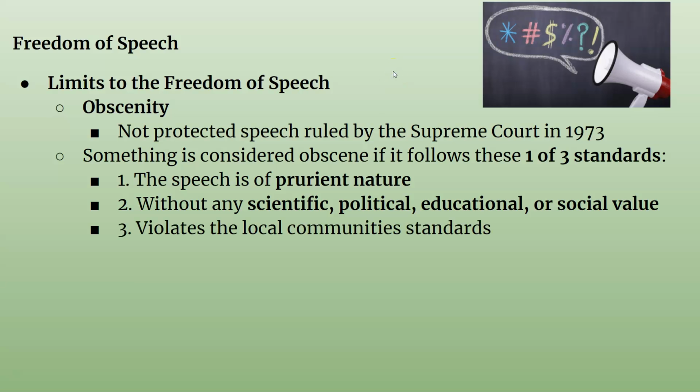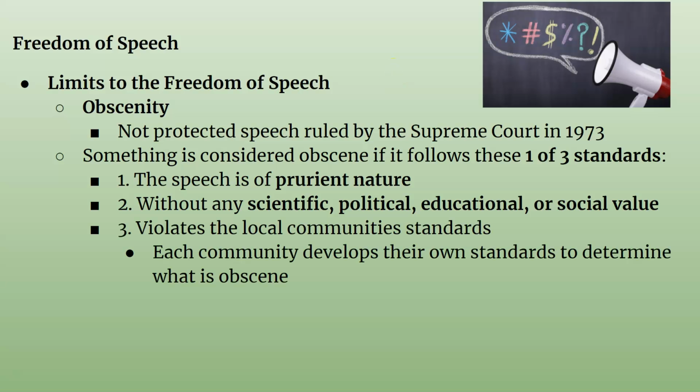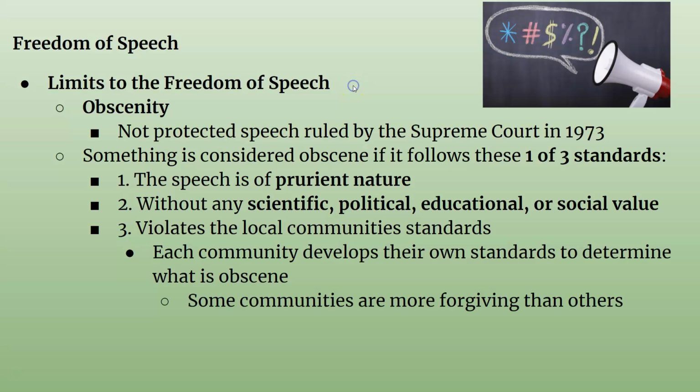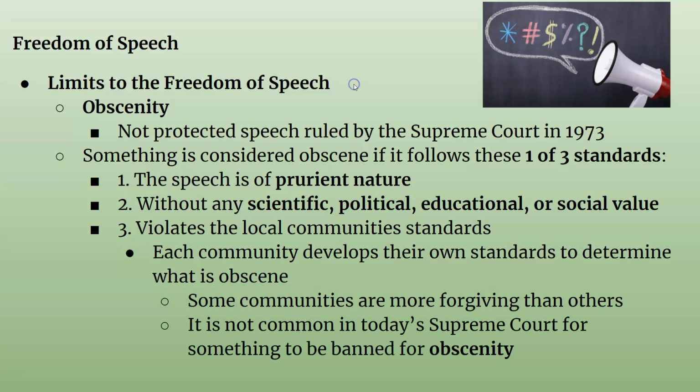or violates the local community standards. Now, each community develops their own standards to determine what is obscene. To give an example, if in a wealthy neighborhood someone spray paints a swear word on their house, that would be considered obscene, and they would have to remove it. That is not their freedom to do that. So some communities are more forgiving than others.